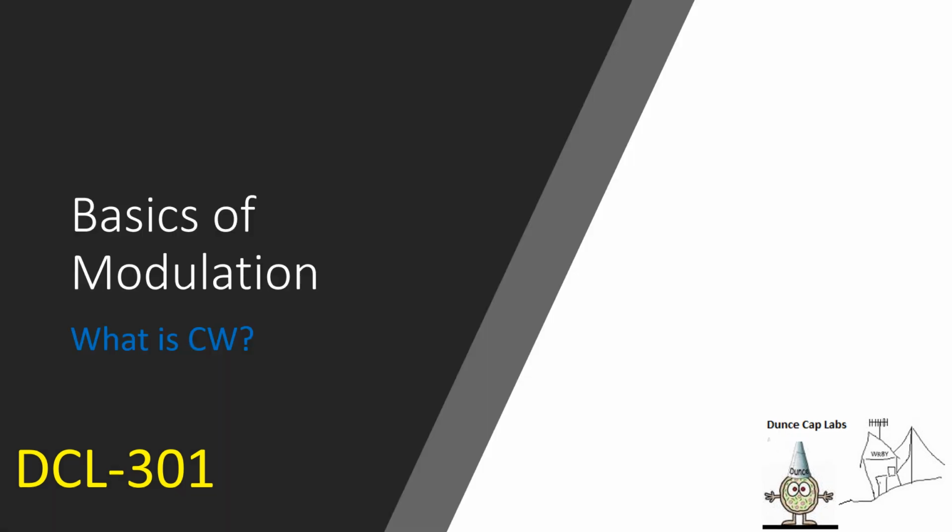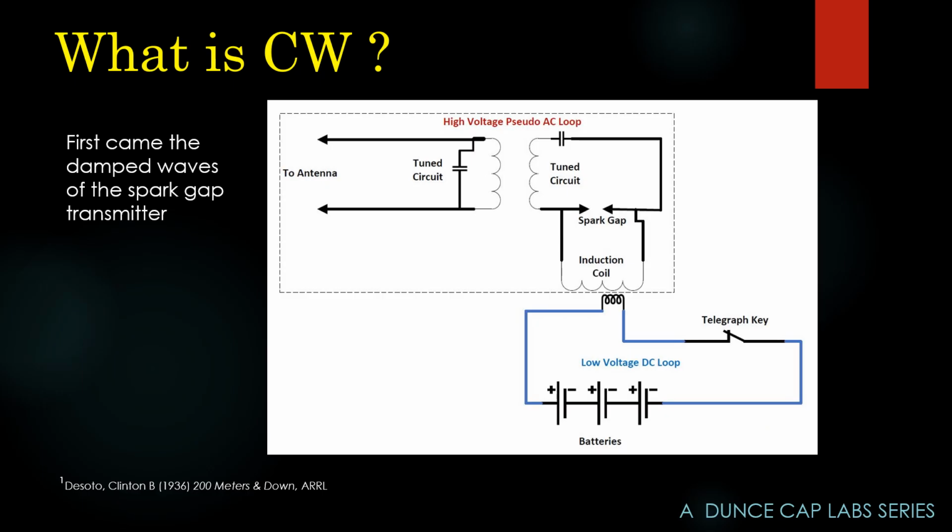So let's start with CW. CW means continuous wave. In amateur radio, CW means sending Morse code signals by radio. Something I won't spend a lot of time on, but I should explain this first.